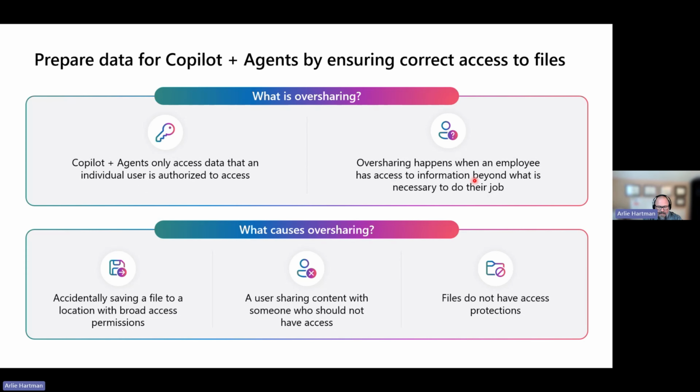It's the principle of least privilege, right? So if you don't adhere to that, or if that scope creeps out beyond, then you have an oversharing situation, right? Whether that's saving a file to a SharePoint location that's not protected or has a lower default label placed on it, a user sharing content with someone who should not have access, or files that don't have access protections on them.